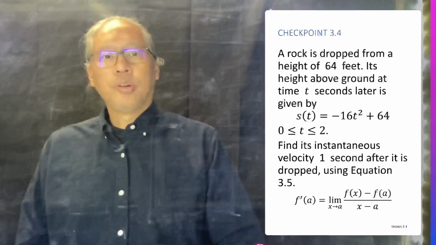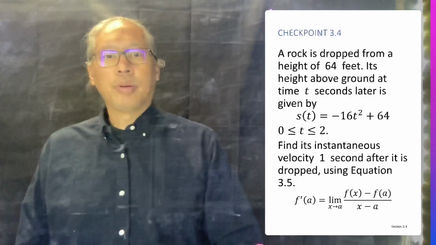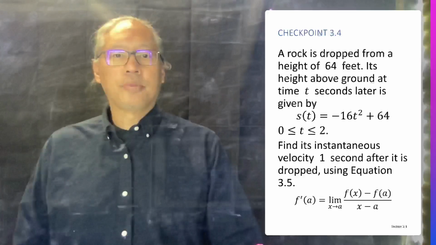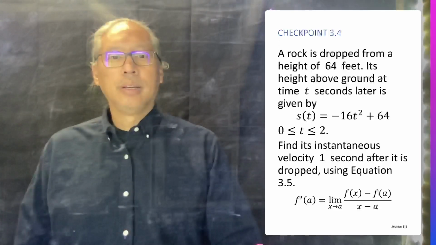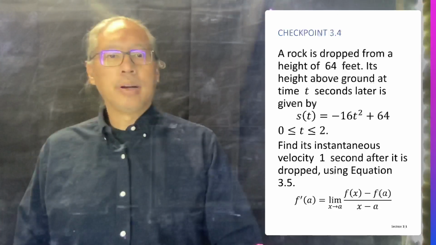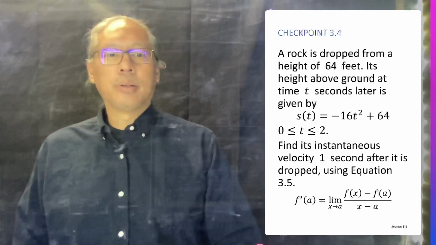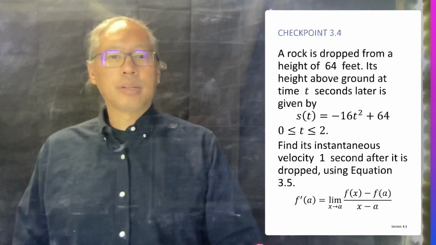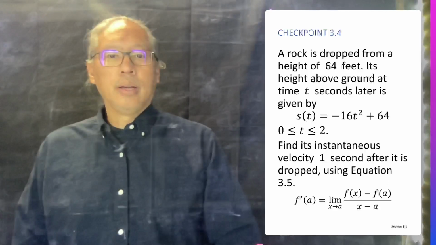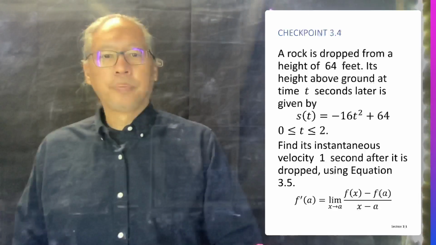Hello, this is checkpoint 3.4 from section 3.1. A rock is dropped from a height of 64 feet. Its height above the ground at time t seconds later is given by s of t equals negative 16 t squared plus 64, and t goes from 0 to 2.